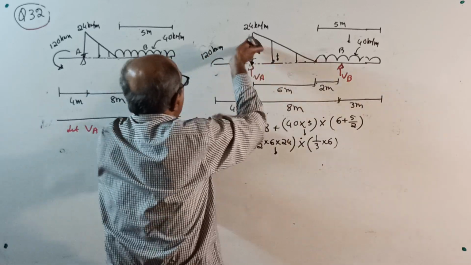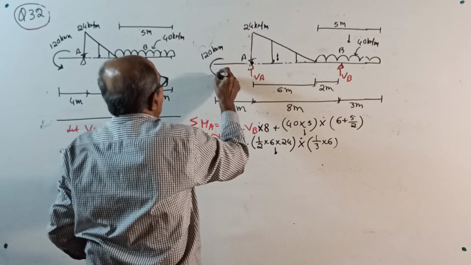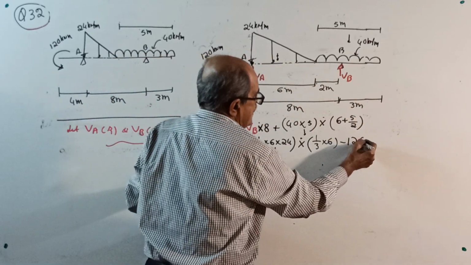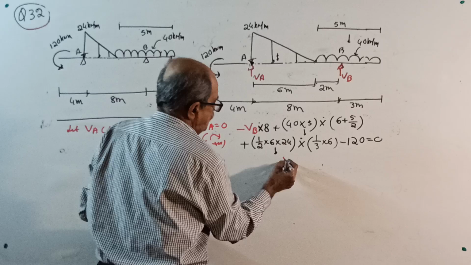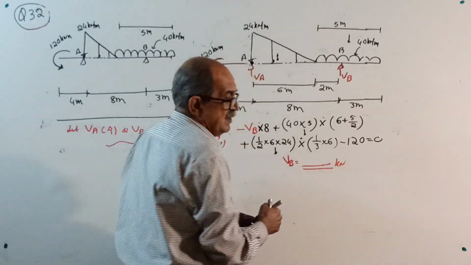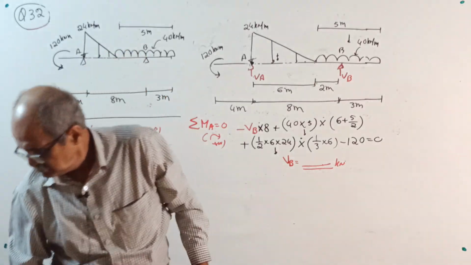One-third of 6, minus this anti-clockwise couple of 120. Take moment, minus 120 equal to 0. Substituting, you get the value of VB in kilonewton. More and more questions, I'll give homework for you. Okay.